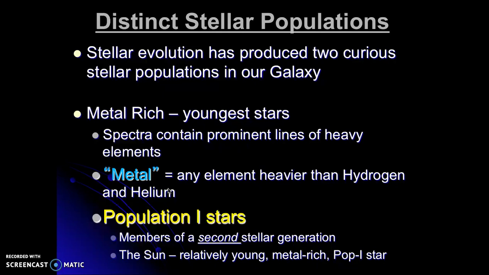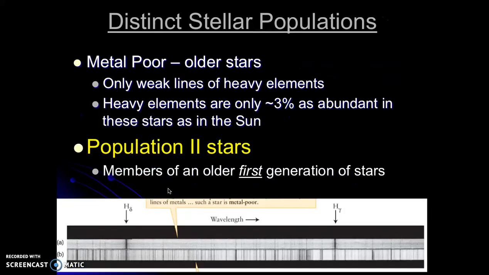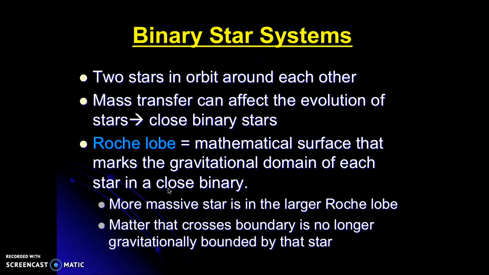Our sun is relatively young, metal-rich, and we are what we call a population 1 star. But these metal-poor, older stars were the first ones to form, so they're mainly made up of hydrogen and have relatively few of the heavier elements compared to the newer stars. So we call these stars population 2 stars. And we'll see this when we come back to talk about the Milky Way and other galaxies later on.